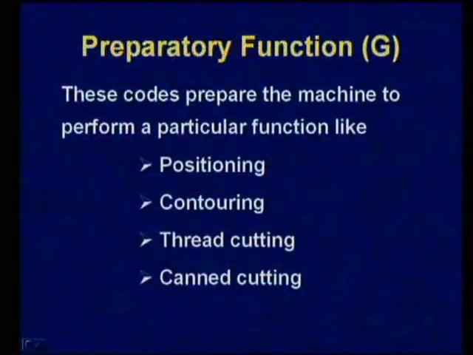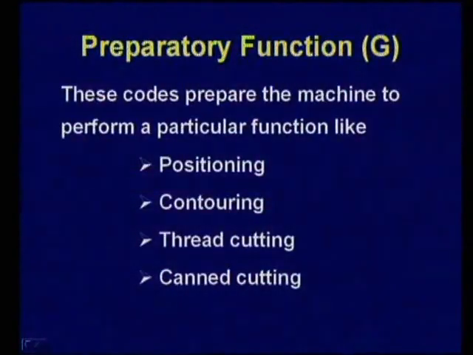How you want to move the cutting tool from the present position to the required position in your part programming is denoted by a G code for positioning. Next is contouring. We know that contours are of two types. It may be a convex contour or it may be a concave contour. Basing on the contouring, we are going to use the G functions.